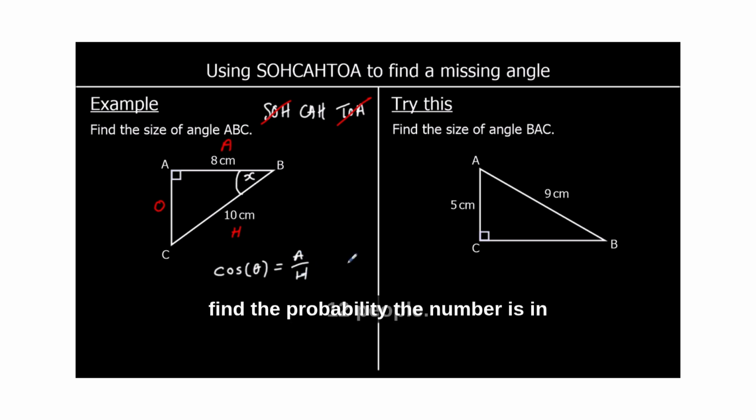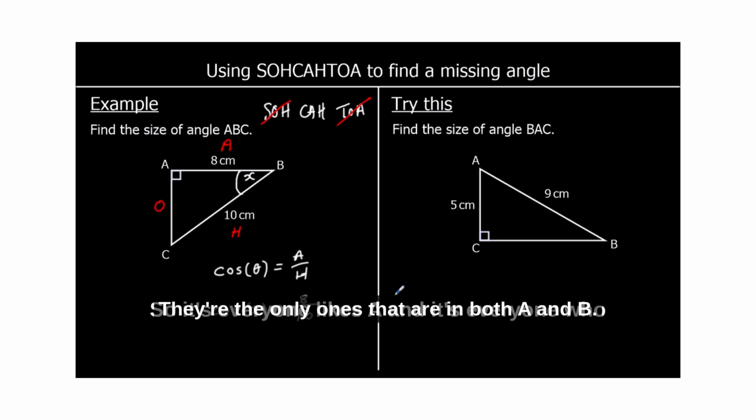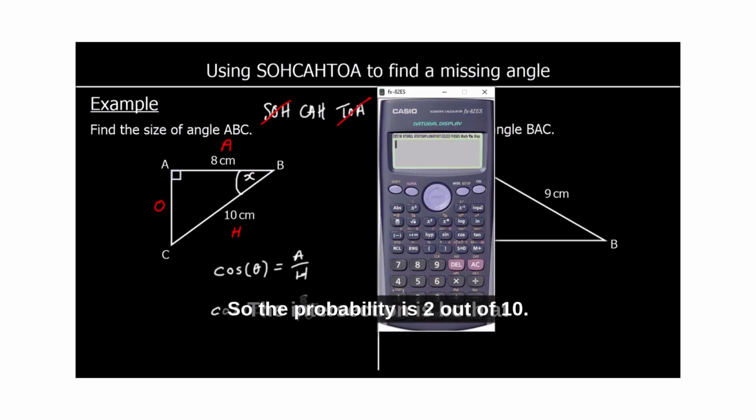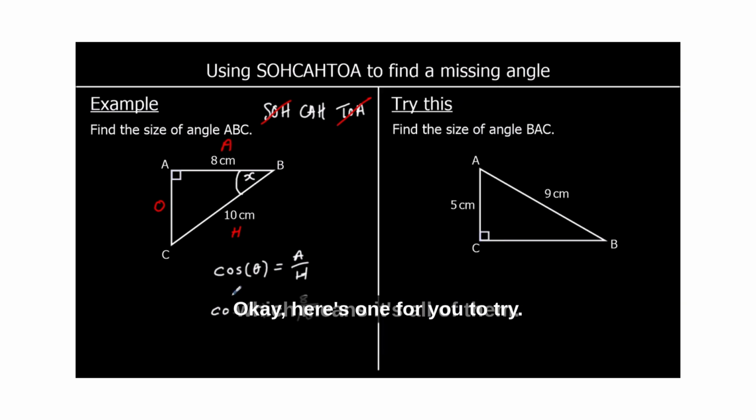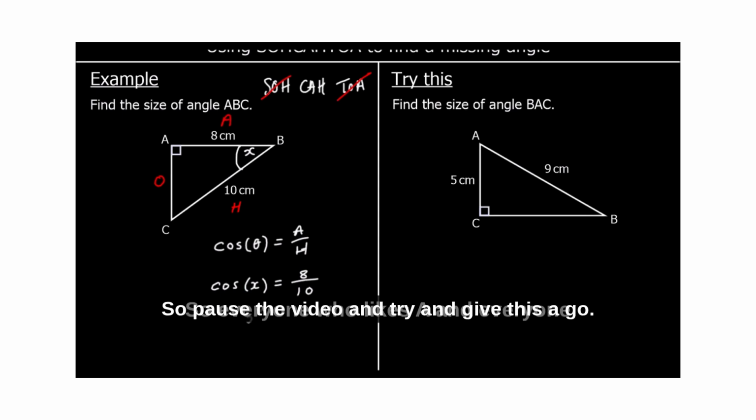So let's substitute in what we've got. So this is cos x equals A, which is 8, over H, which is 10. So we know cos x equals 8 over 10. And we use our calculator to find x. To get cos away from x, we use shift cos. Above the cos button, you'll see a little cos -1 on your calculator. So we're going to say that x is equal to shift cos 8/10.